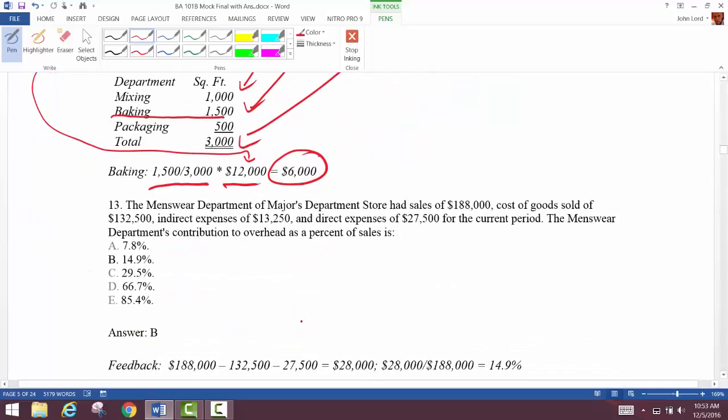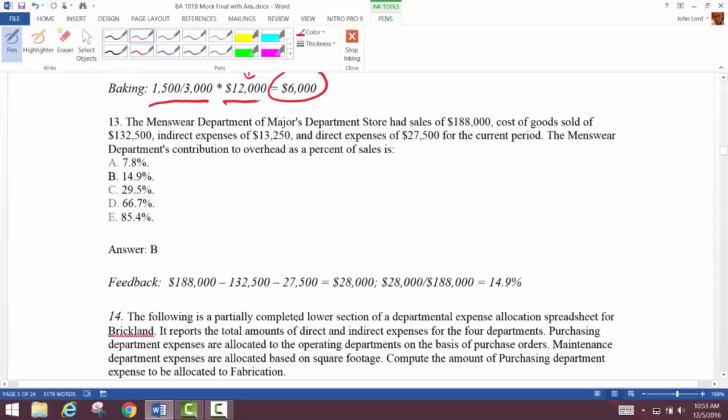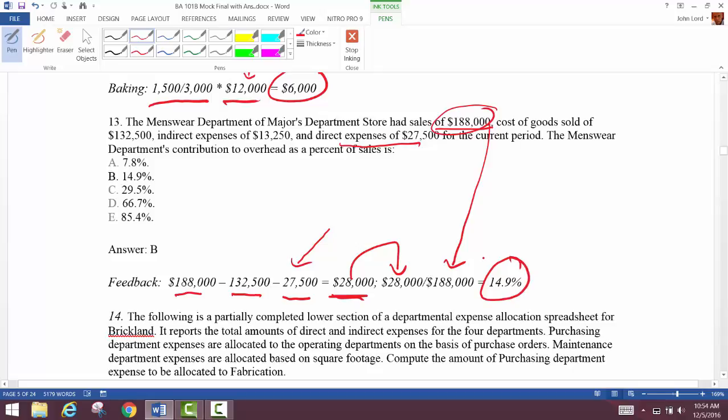Okay, good. This one: department's contribution to overhead as a percent of sales. Now we're just going to pick up the direct costs, right? So we have our sales, our cost of goods sold, and direct costs only, because we're trying to get to the contribution. Remember, contribution contributes to first fixed cost and then profit, right? With the direct costs, we have a contribution of 28,000, and as a percentage of sales, I pick up the sales number as the denominator and the contribution as the numerator, and I get 14.9%.